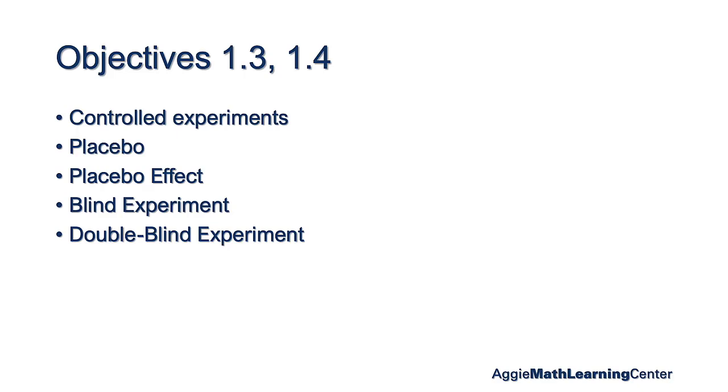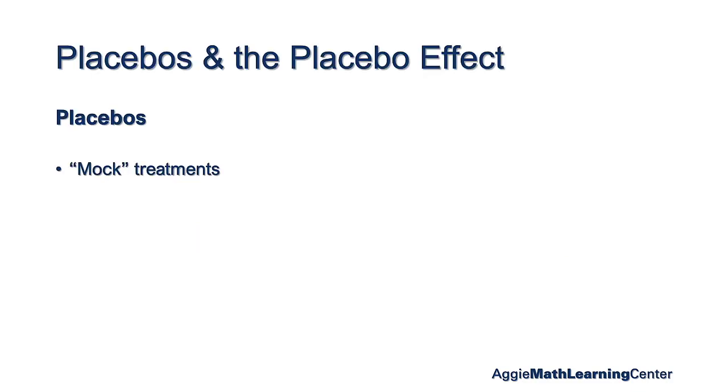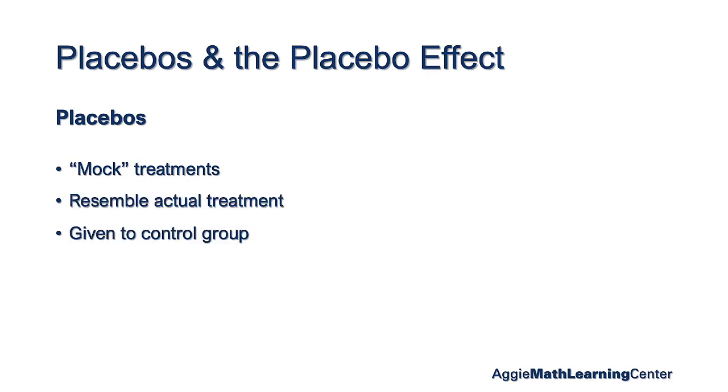Let's get started. We will begin by exploring the concept of a placebo as they are presented in controlled experiments. Placebos are mock treatments designed to mimic the actual treatment. In a controlled experiment, the placebo is given to the control group. This is done for researchers to measure if the treatment imposed is actually having an effect on the treatment group, or if any effect is merely a result of what is called the placebo effect.